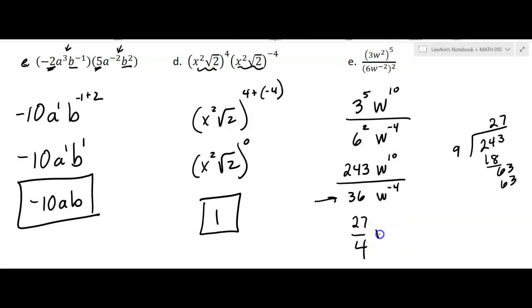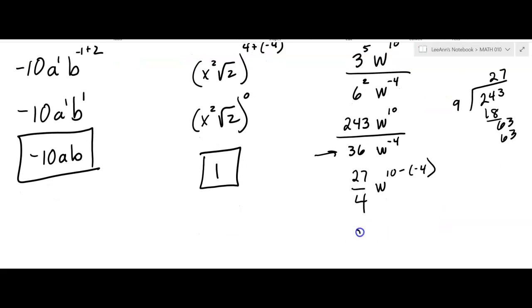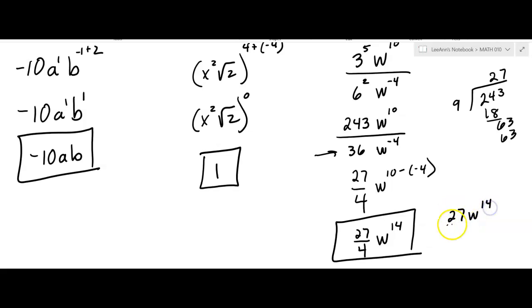Now I'm going to have w to the 10 minus negative 4. And so what I'm going to get in the end here, 27 over 4, I would not put a decimal. I would leave it as that fraction. And that's going to be w to the 14th. And I would leave it like that. Or I would write it as 27w to the 14 over 4 like that. Either one of those two ways would be fine. Okay, that's a long video.